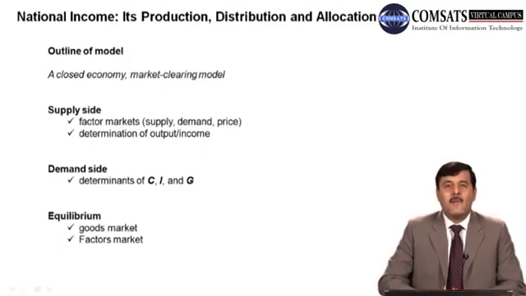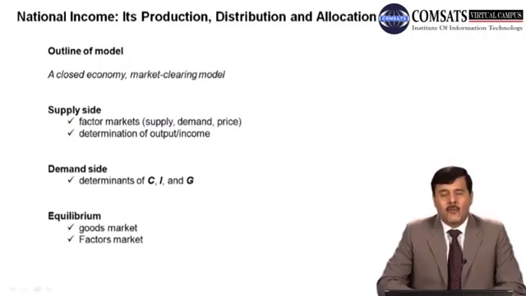On the supply side, we are going to see factor markets: we will talk about the supply of factors and their demand, and then we'll see what the price of those factors will be. After that we'll try to see the distribution of output and income among the different factors of production that are used in the process of production to produce goods and services for the economy.